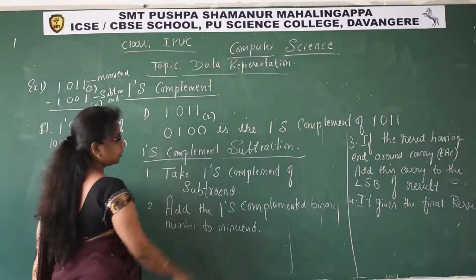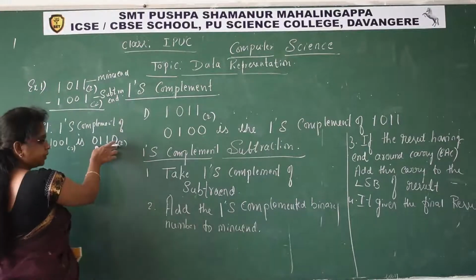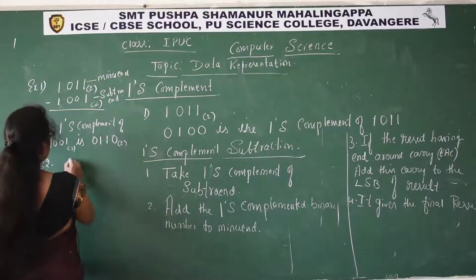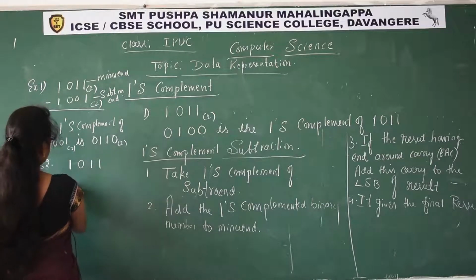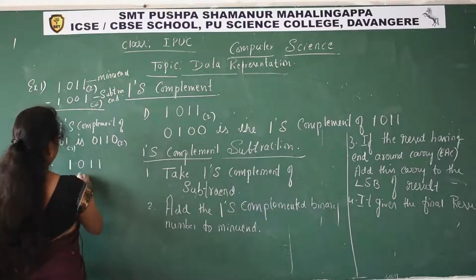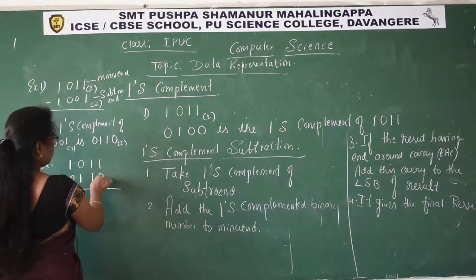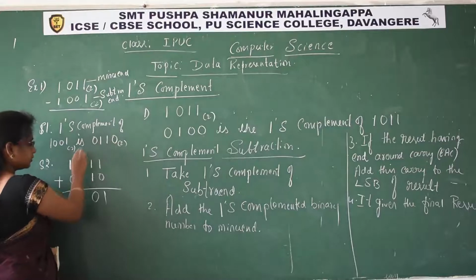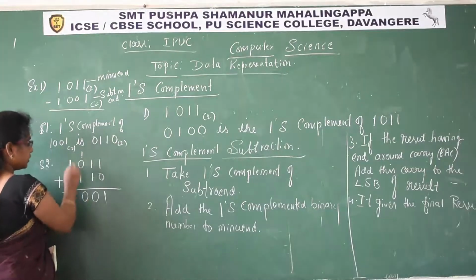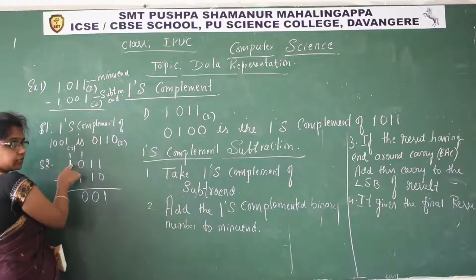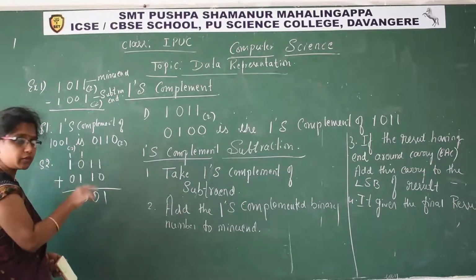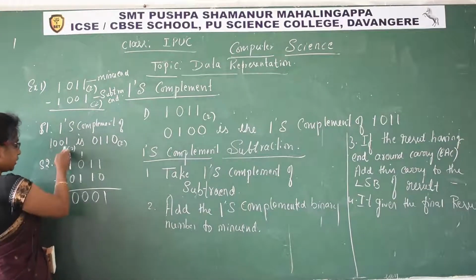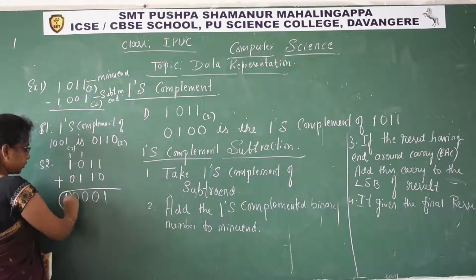Step 2. Add the 1's complemented binary number to the minuend. So the minuend is 1011 plus, you all know binary addition, 0110. 1 plus 0, 1. 1 plus 1, result is 0, carry is 1. 1 plus 1, result is 0, carry 1. 1 plus 1, answer is 1, 0, here 0 is the result, carry is 1. Here no bits are there, so I have to put the carry here. It exceeds this range, this is called end around carry.